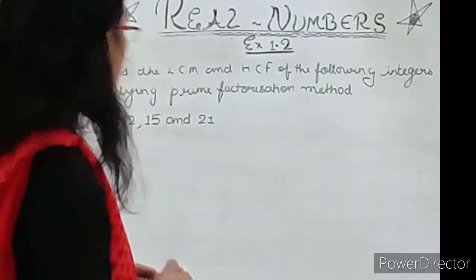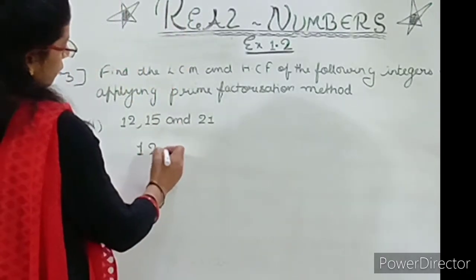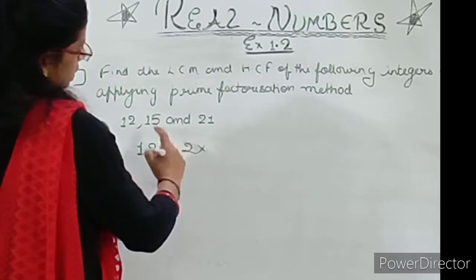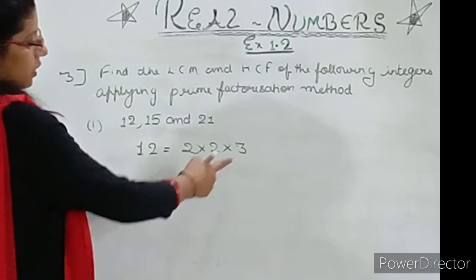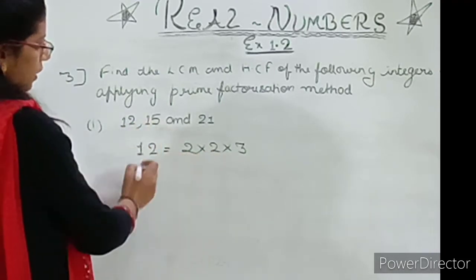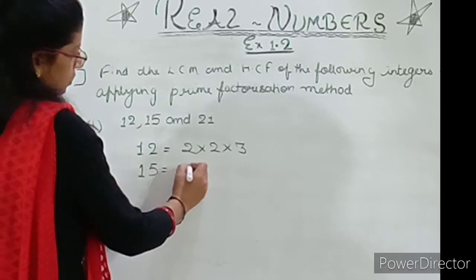You just see here. In the same way we will do the prime factorization of 12. 2 sixes are 12, 2 threes. Then we have to write the prime factorization of 15. 3 fives are 15.